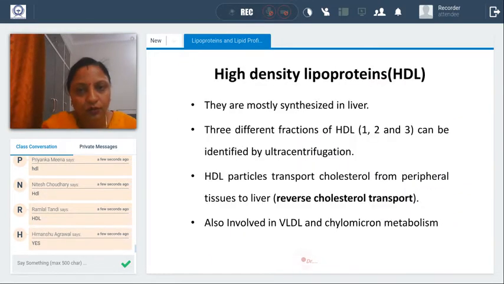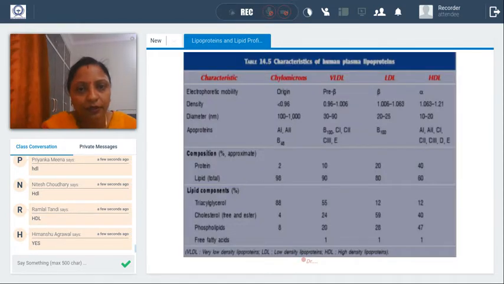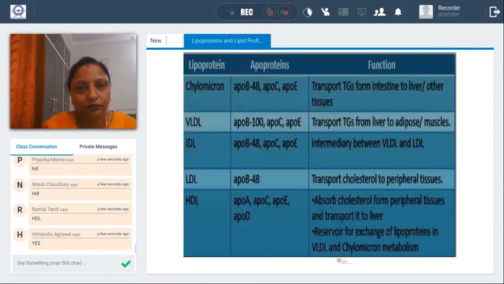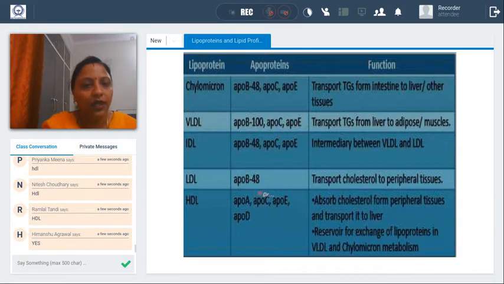You can see here also in this table VLDL B100, LDL B100, chylomicron B48, and these are A1, A2, the apoproteins of HDL. So again, you can see here ApoA, ApoB48 for chylomicrons, VLDL ApoB100, and these are the functions of these lipoproteins.